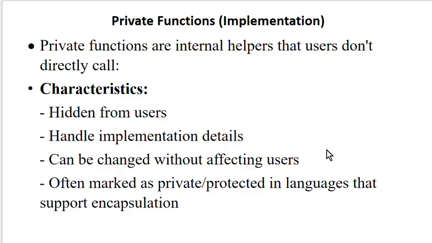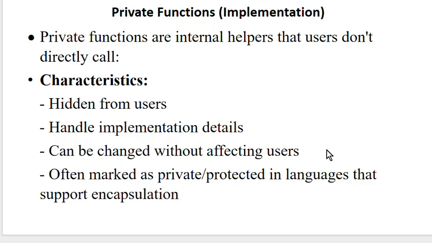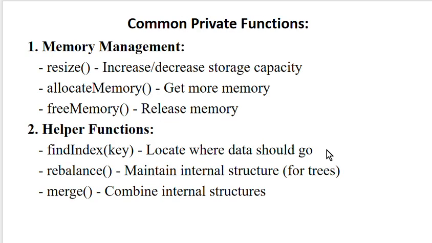Private functions are internal helpers that users do not directly call, the opposite of public functions. What are the characteristics of private functions? They are hidden from users, handle implementation details, can be changed without affecting users, and are often marked as private or protected in languages that support encapsulation. These are the points in common private functions.